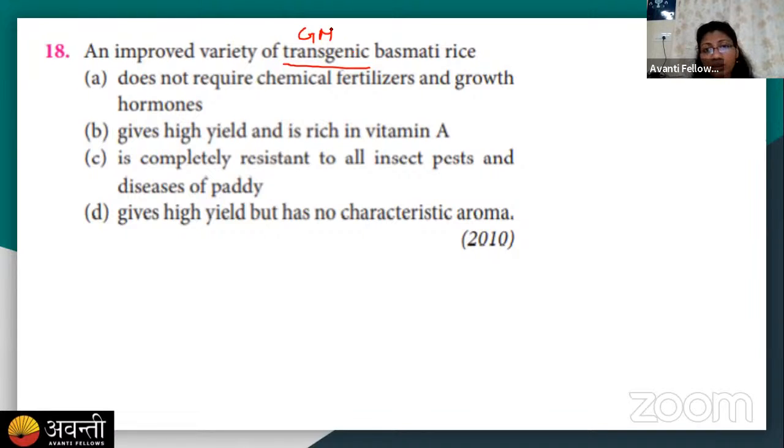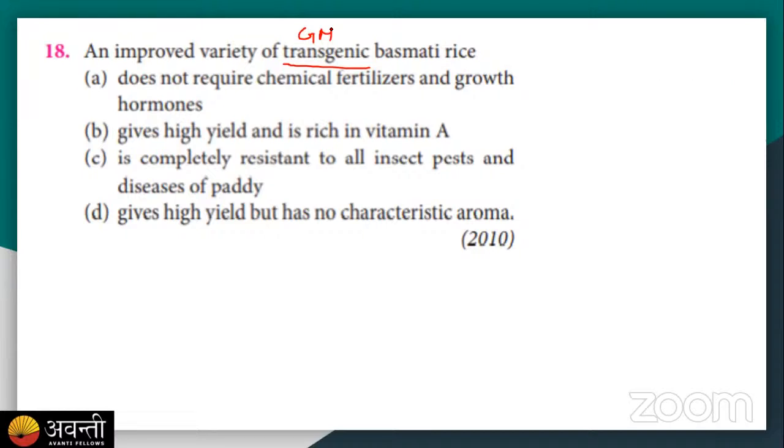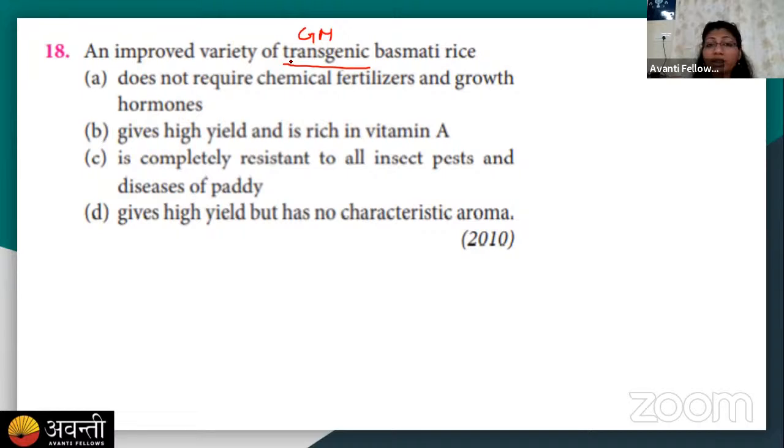Okay, so give your answer. Everyone give your answer. What is the answer? Why have we made the genetically modified basmati rice?